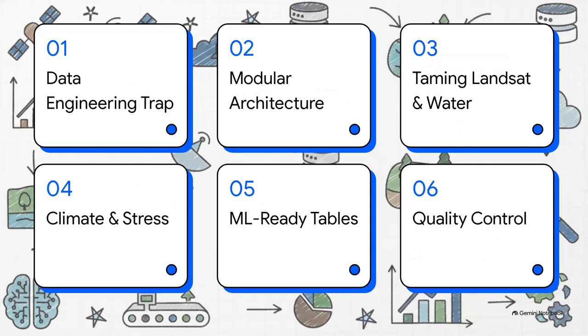So here is our roadmap for this explainer to cure those data headaches. Number 1, the data engineering trap. 2, a modular geospatial architecture. 3, taming Landsat and water. 4, climate, thermal, and stress. 5, generating ML-ready tables. And 6, quality control and reproducibility.